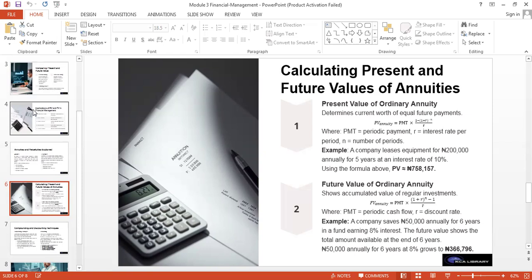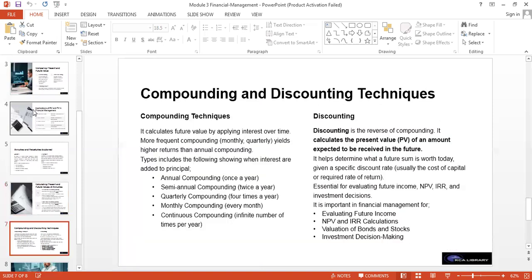And for future value of ordinary annuity, it shows the accumulated value of regular investments. We also have the formula there. For example, a company saves 50,000 annually for 6 years in a fund earning 8% interest. The future value shows the total amount available at the end of the 6 years. So 50,000 annually for 6 years at 8% grows to 366,796 naira, which shows a very good investment.